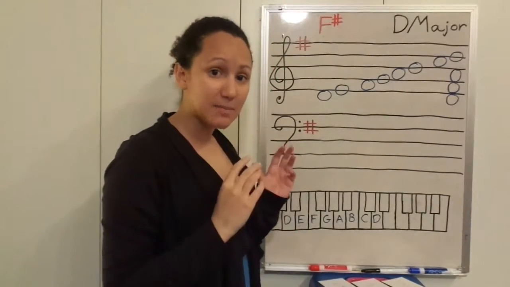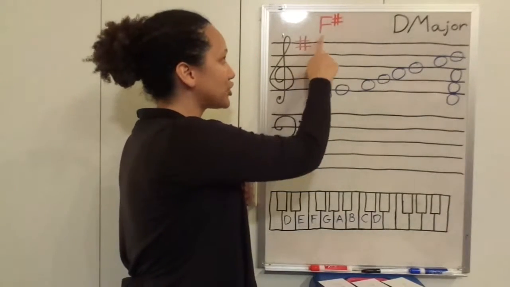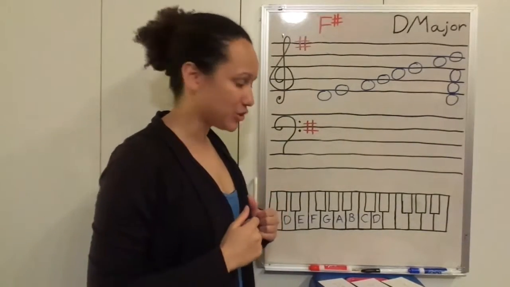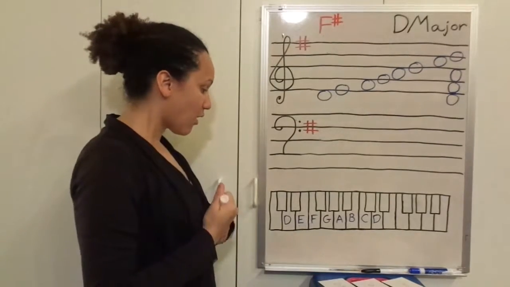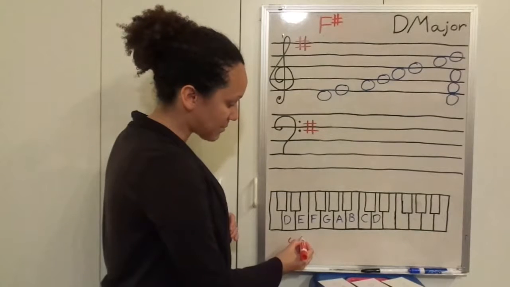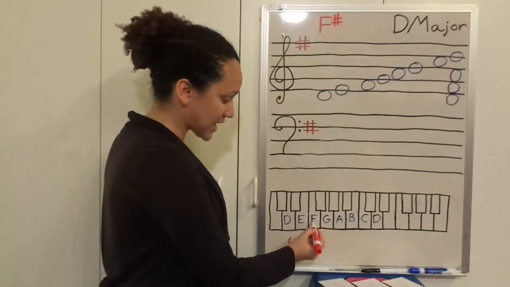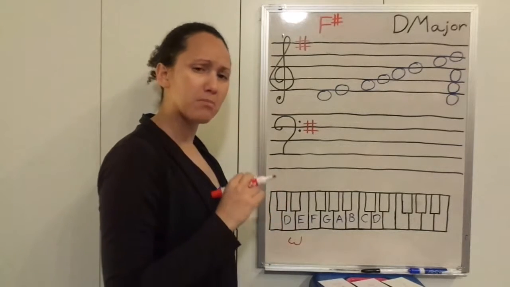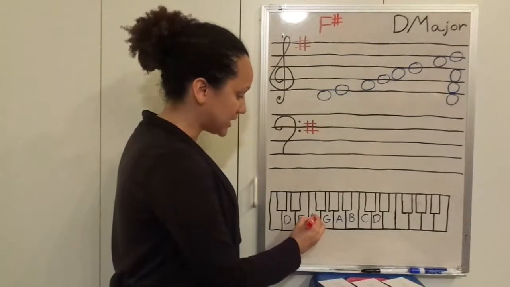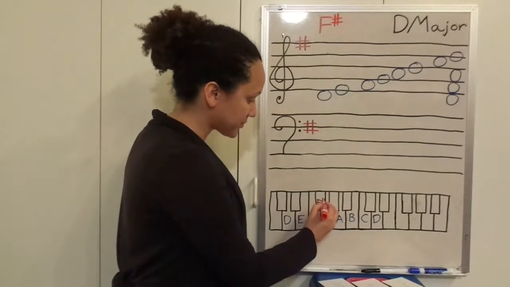However, because D major comes after G major, we have to start out with an F sharp because F sharp was already given to us for G major. So let's take a look at what that is on the keyboard. From D to E would be a whole step. From E to F sharp, not F, because this would only be a half step, and that would make it minor. Remember, minor is a whole step, half step pattern. Major needs a whole step pattern. So we're going to do F sharp here.